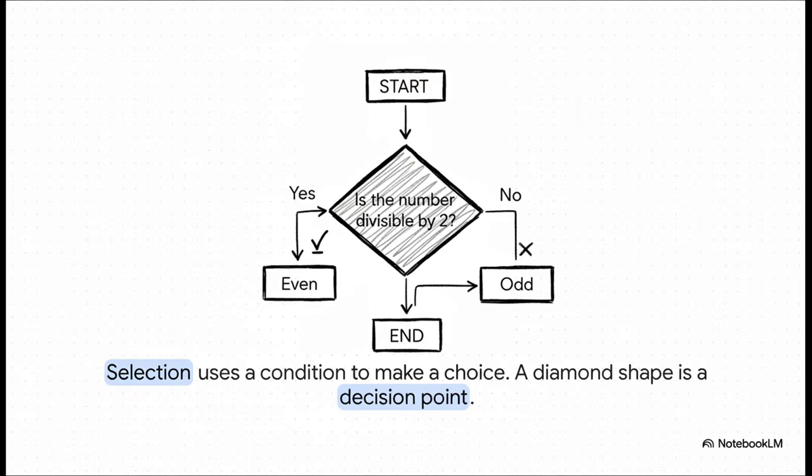This flowchart checks if a number is even or odd. You see that diamond shape? That's the decision box. It asks a question. Is the remainder 0 when I divide by 2? If the answer is yes, we go down one path. If it's no, we go down another. This is how our programs can make choices.